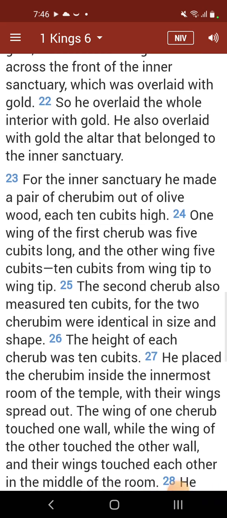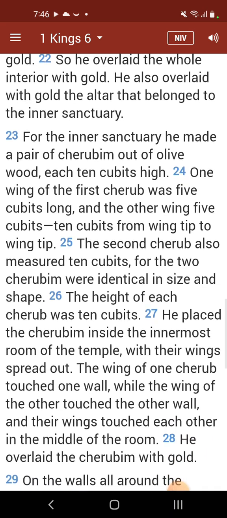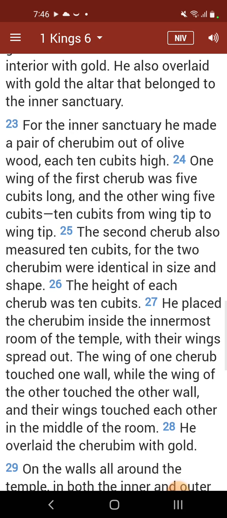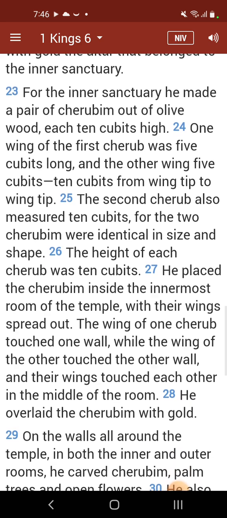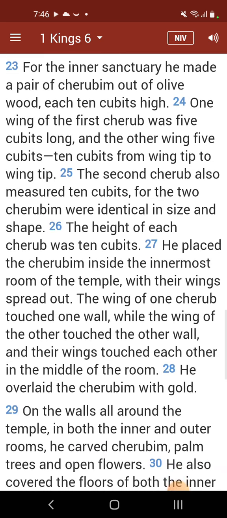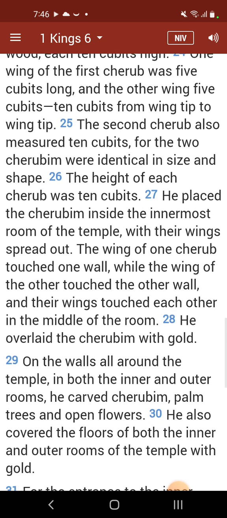For the inner sanctuary, he made a pair of cherubim out of olive wood, each 10 cubits high. One wing of the first cherub was 5 cubits long, and the other wing 5 cubits, 10 cubits from wingtip to wingtip. The second cherub also measured 10 cubits, for the 2 cherubim were identical in size and shape. The height of each cherub was 10 cubits.